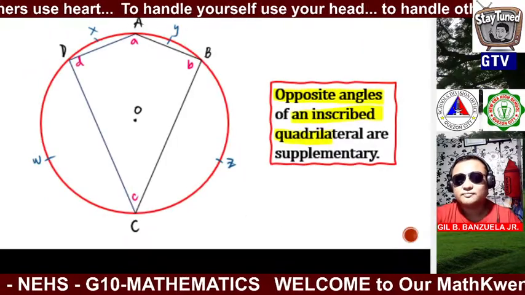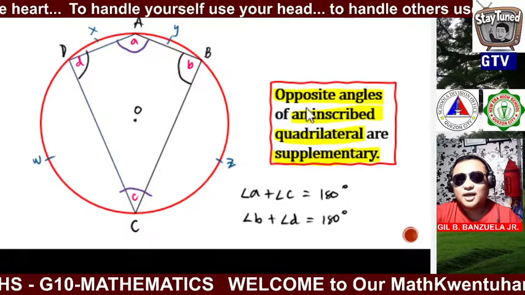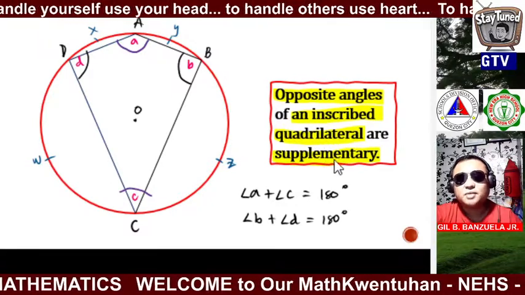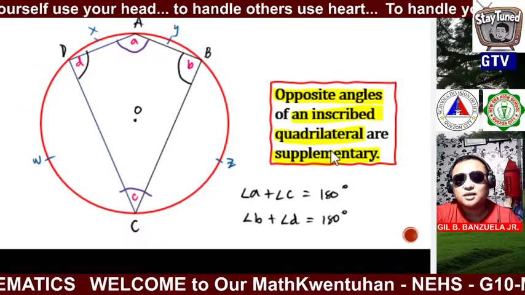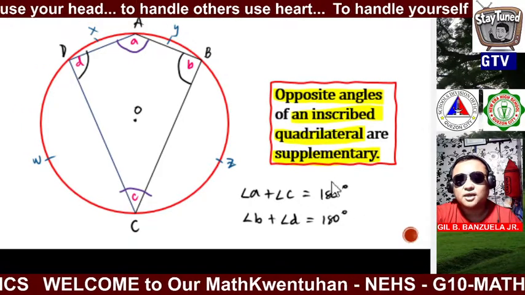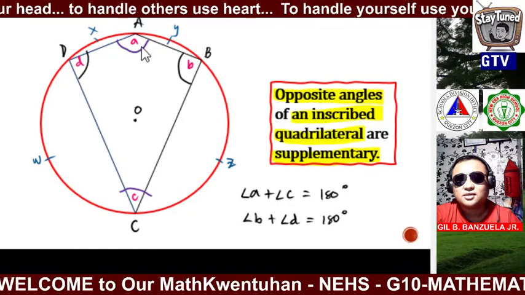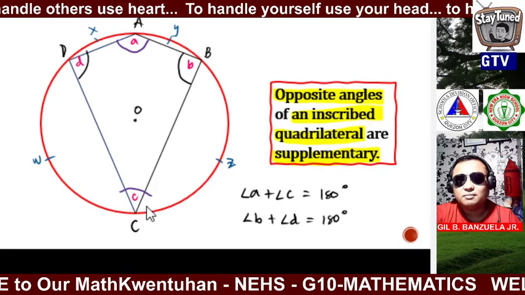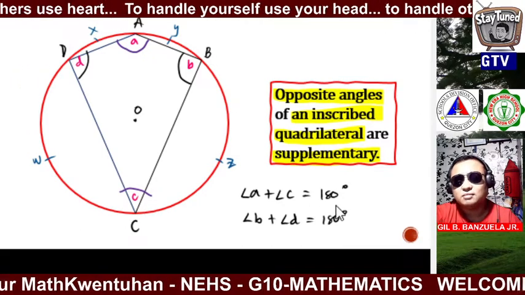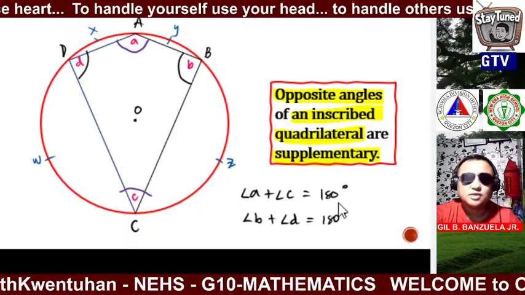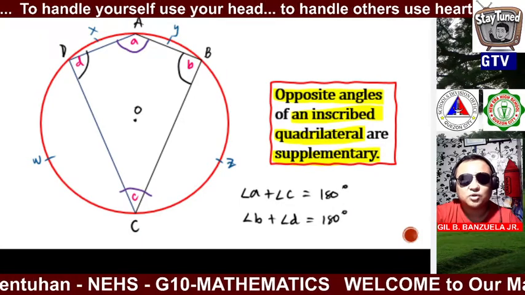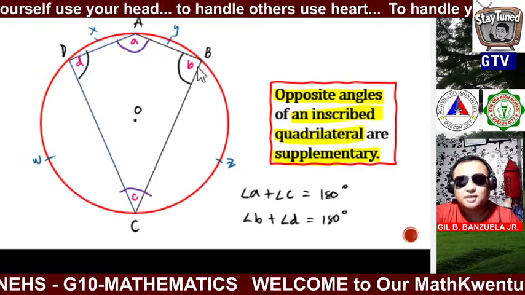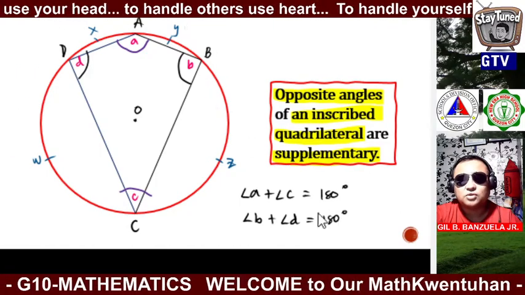Okay, another. So, opposite angles of an inscribed quadrilateral are supplementary. Ano ibig sabihin ng supplementary? Equals to 180 degrees. So, ano ba yung mga opposite angles natin? Angle A and angle C. So, if we get the sum, alright, the sum is 180 degrees because they are supplementary. So, that is automatic. And as well, angle D and B. Alright, so that is equal to 180 degrees.